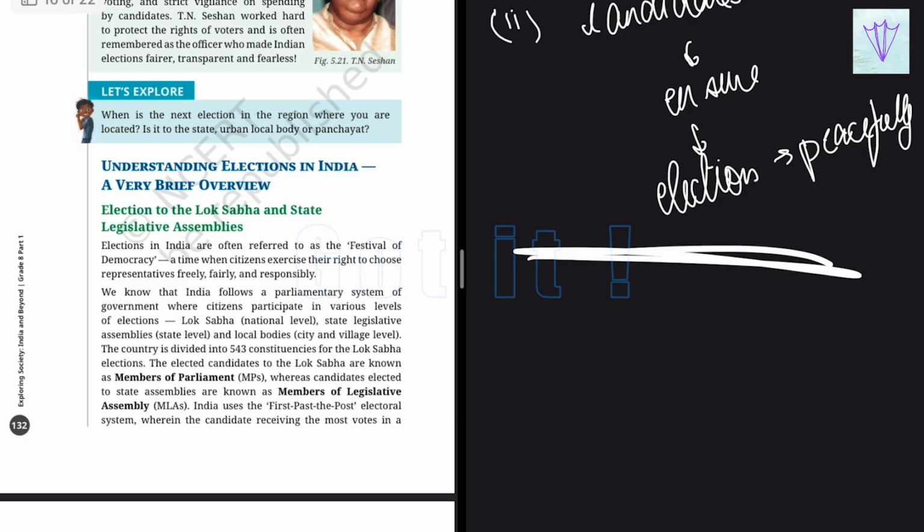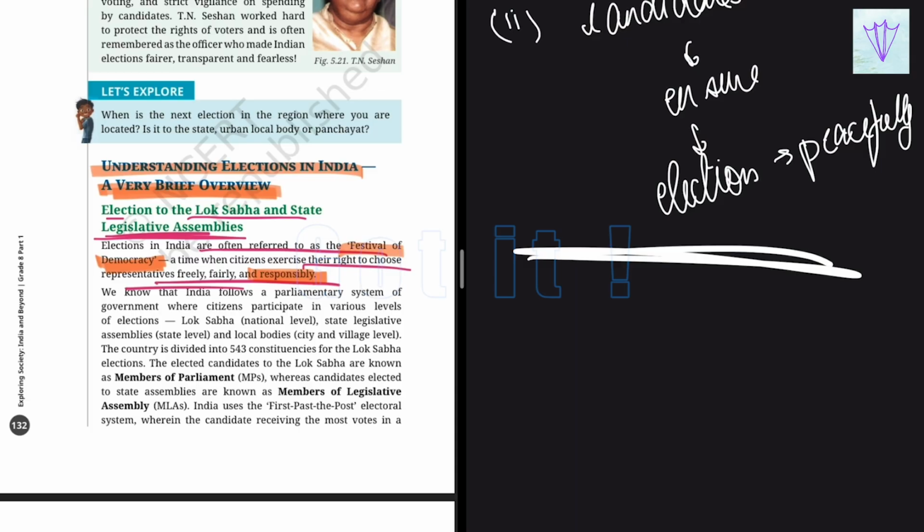So now, understanding elections in India, a very brief overview. Now we'll understand the elections in India. First, election to the Lok Sabha and the state legislative assemblies. Elections in India are often referred to as the festival of democracy because it is that huge, and a time when citizens exercise their right to choose their representatives freely, fairly and responsibly. It is important to remember we have to do it responsibly.